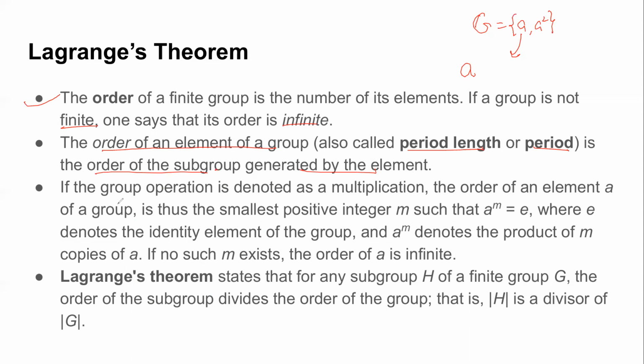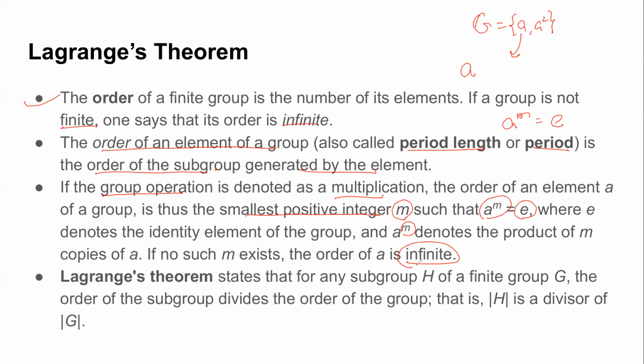Like I can give you an example. If we consider the group operation to be multiplication, then the order of an element A of a group is the smallest positive integer m such that A to the power m is equal to the identity of that group. If such a power exists that gives you the identity, then you say that the order of the element is m. And if there is no such m whose power gives you the identity element, then you say its order is infinite.